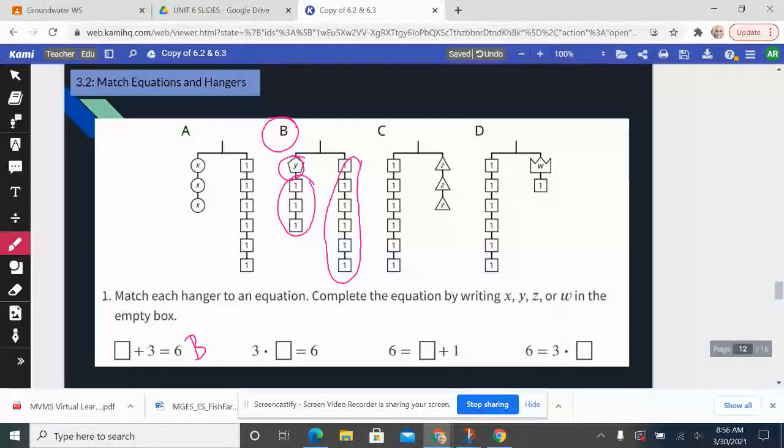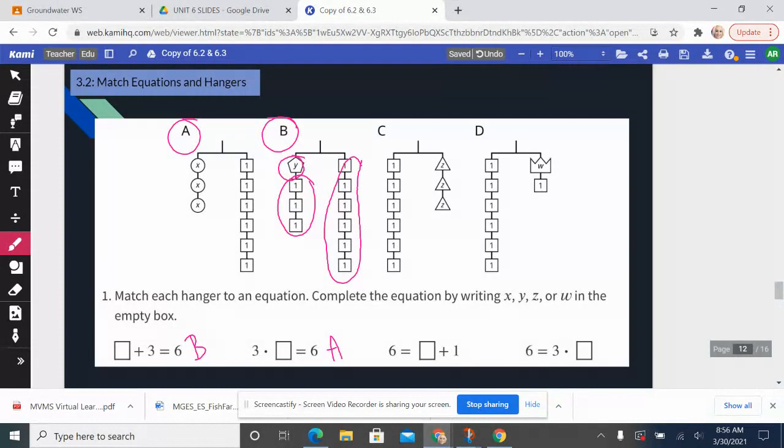Okay, now I'm just going to move right over. 3 times something makes 6. Well, looking at these, the only one that it could possibly be is A, because that has 6 ones along the right. So the hanger has to match the equation. If there's 3 of something on one side, there should be 3 of something in your equation. Okay? So now we move on to the next one.